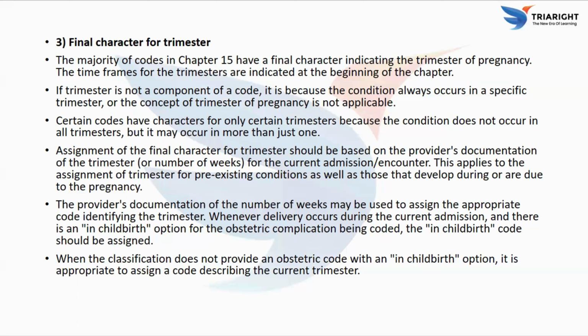You will assign the code O13.2, which indicates gestational hypertension, second trimester. The next example is a pregnant woman at 32 weeks with anemia. You have to use the anemia in pregnancy code ending in 0.3, which indicates third trimester. The other example is a patient admitted for delivery, and the baby is delivered during the same visit. Then you have to use the code with the in childbirth option if available. This is how you assign the codes for the final character for trimester.